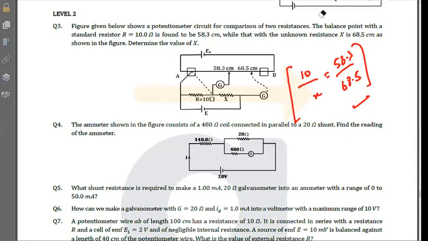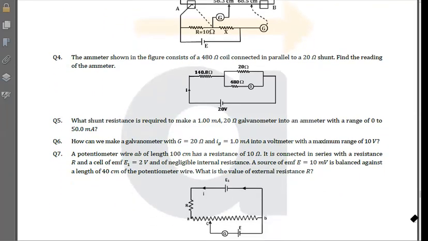Okay, very good everyone. Next question number 4. Does everyone understand? Vinuta, you got this. Question number 3, you got this, everyone.